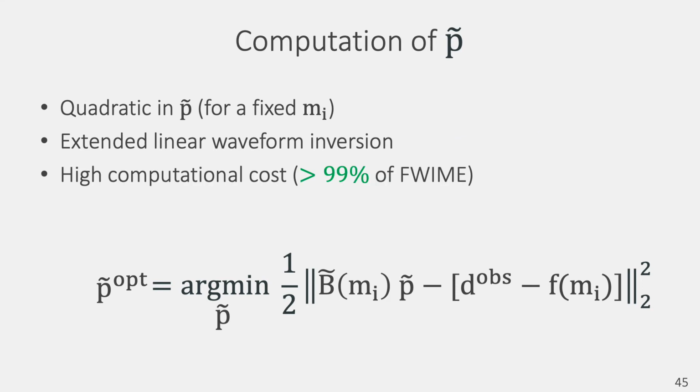The step in which we compute p tilde opt accounts for more than 99% of the total FWIME computational cost. It is performed iteratively by applying a linear conjugate gradient algorithm. So as you can see, this step is clearly the computational bottleneck of FWIME. Hence, it is worth investing time and effort to investigate ways to speed up this process, especially for our 3D field data applications. Moreover, Hu and Symes in 2015 proposed a very clever way to reduce the computational cost of a similar problem by more than an order of magnitude.